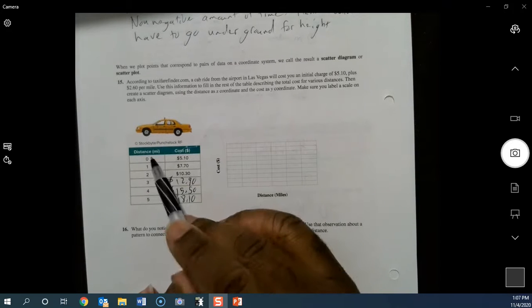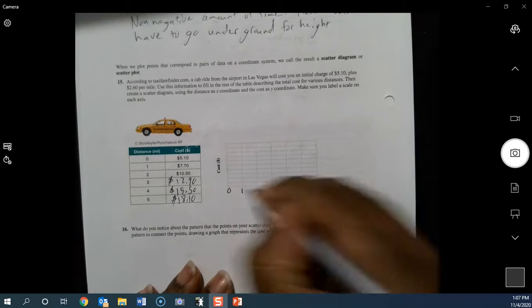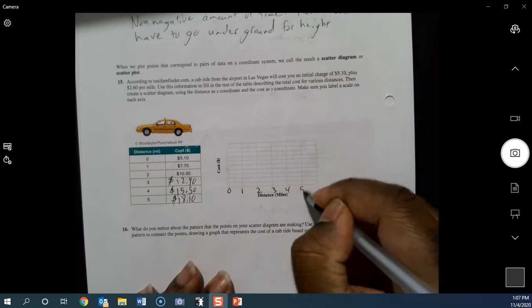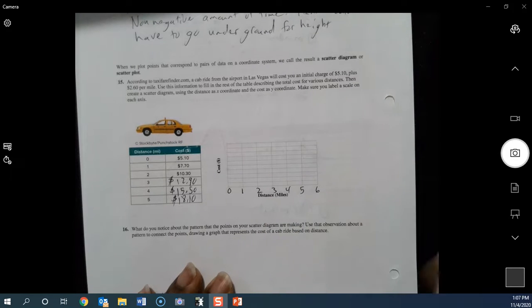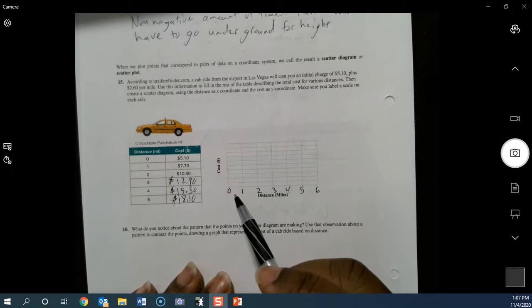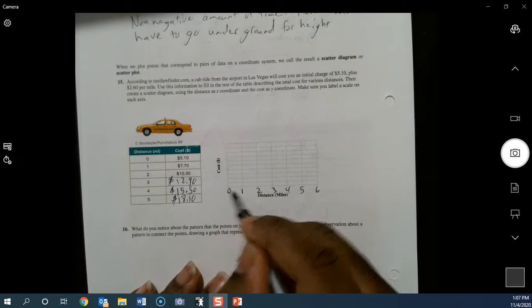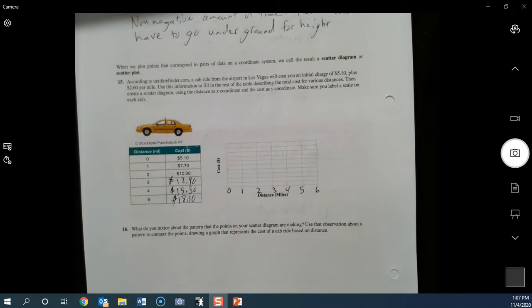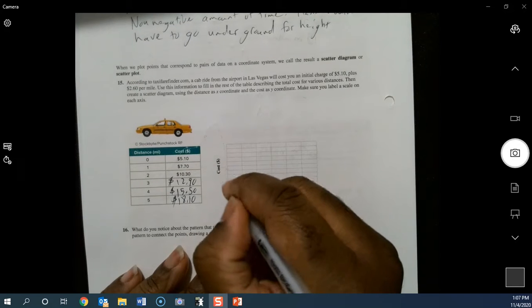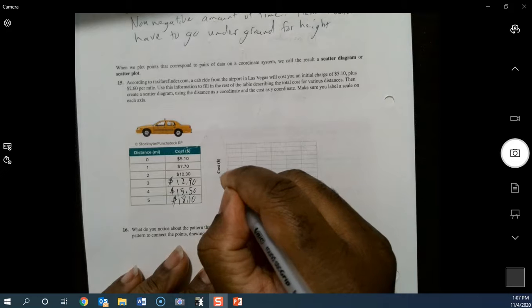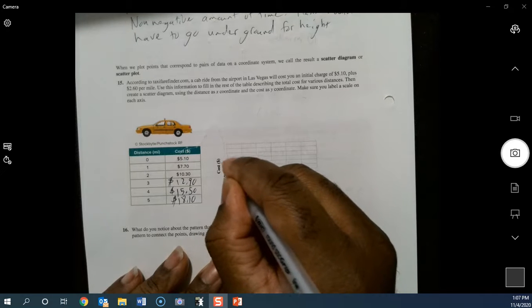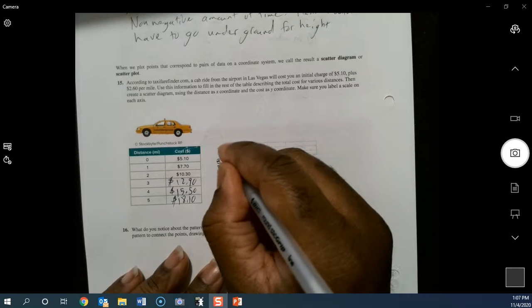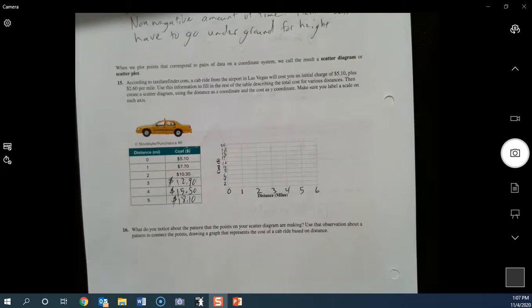Now we need to label this graph here. As far as this is concerned, this is 0 through 5. So we could do these by ones here, and this would take us to 6 miles, which is pretty good. And then down the side here, this first line would be 0. But here, we want to go from $5 to $18. It looks as though we could do $2 for each tick mark here. So it'd be 2, 4, 6, 8, 10, 12, 14, 16, 18, and the top will be 20. Okay, so now we have our miles, we have our dollars.